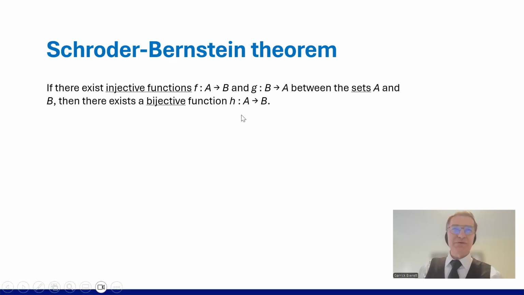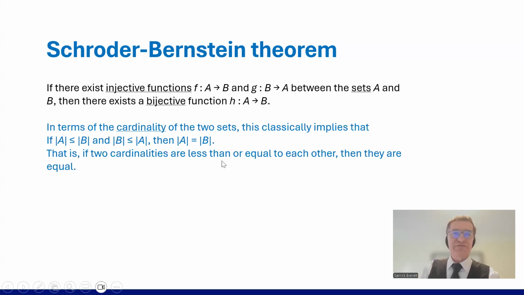Now, what we're going to dwell on with this Schroeder-Bernstein theorem is not little things. We're going to dwell on infinity. So this is where your brain starts going, whoa, okay, we're thinking of infinity. So in terms of cardinality of the two sets, this classically implies that if the size of A is less than or equal to the size of B, and the size of B is less than or equal to the size of A, then the size of A must equal the size of B. So that is, if two cardinalities are less than or equal to each other, then they are equal, which obviously makes sense mathematically.